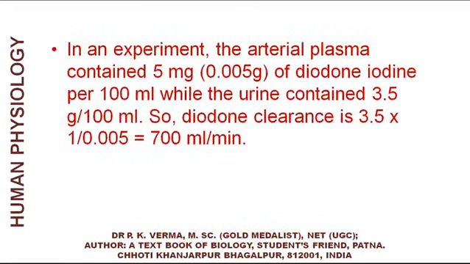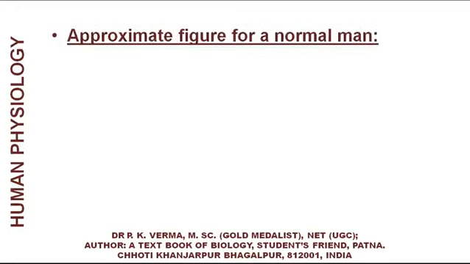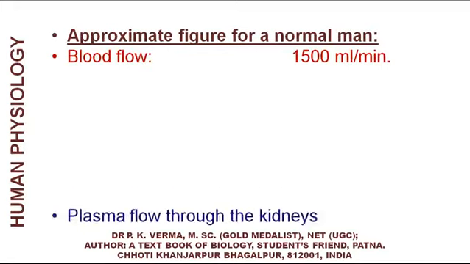In an experiment, the arterial plasma contains 5 milligram, that is 0.005 gram of iodine per 100 ml, while the urine contains 3.5 gram per 100 ml. So iodine clearance is 3.5 into 1 by 0.005, that is 700 ml per minute. It means 700 milliliter plasma is filtered per minute.